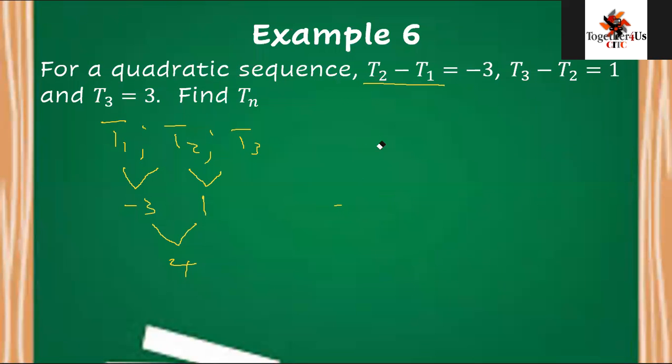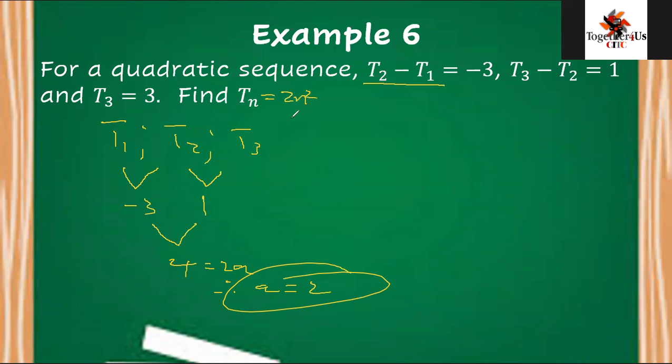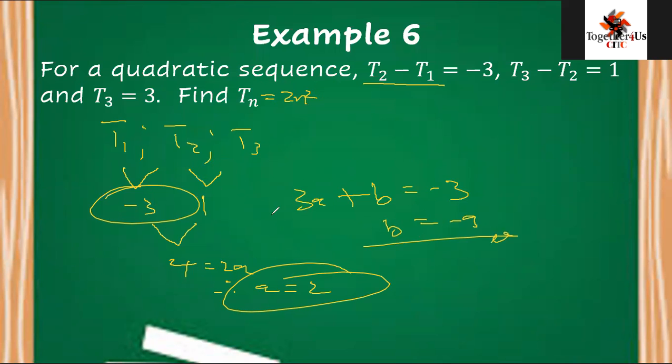So let us now solve. We're supposed to find Tn. So we know now this is actually 2a. Therefore, a equals 2. So if we were to complete that Tn, we know currently we're going to have 2n squared. Now let's find b. In this case, we know now 3a plus b is a negative 3. Therefore, b is a negative 9. Of course, you just substitute a into this equation. So we're going to have now 2n squared minus 9n.